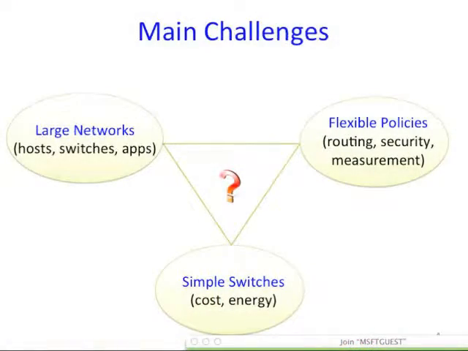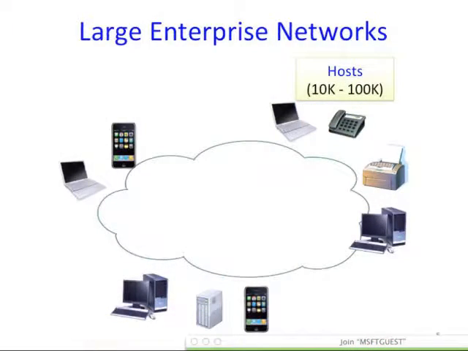There are three challenges in managing these edge networks. The first challenge is that these networks are growing larger and larger every day, with lots of hosts, switches, and applications. On the other hand, people hope to enforce a lot of flexible policies for different management tasks like routing, security, and management. Finally, we only have simple switches in hand. These switches have constraints on cost and energy. But how do we use these simple switches to support both large networks and flexible policies? In this talk, I'm going to present a system that addresses all three challenges at the same time. First, let's look at two example large networks.